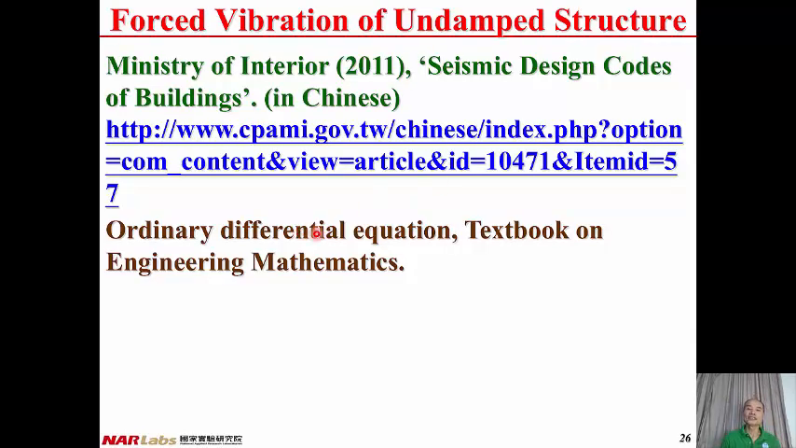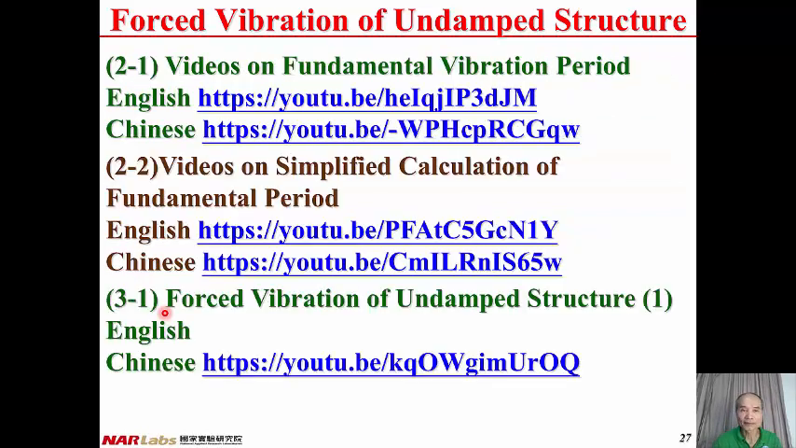And here are some references. The first reference is the Seismic Design Codes of Building in Taiwan. It's written in Chinese. It's published in 2011 by the Ministry of Interior. You can download this Seismic Design Code from this website. The other reference is ordinary differential equation. It can be found in any textbook on engineering mathematics.